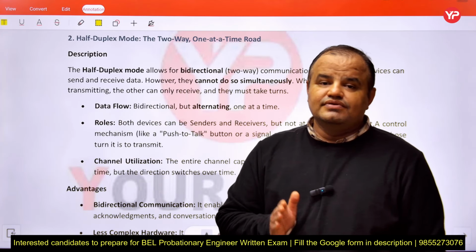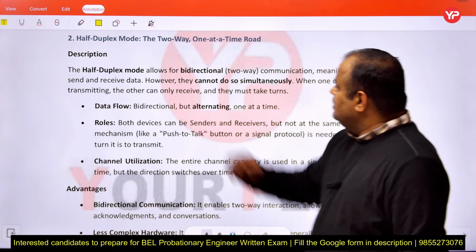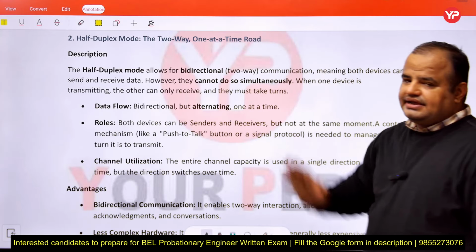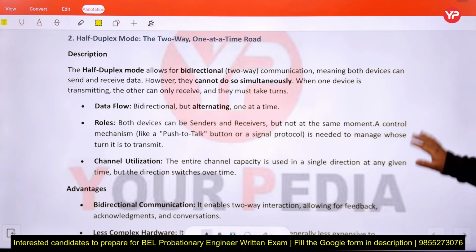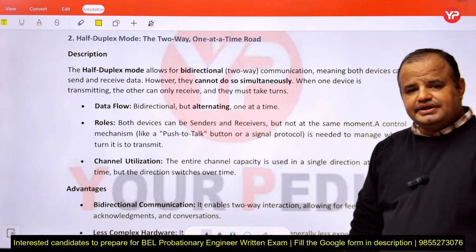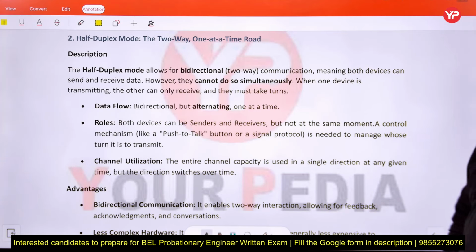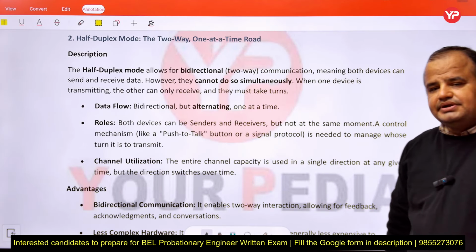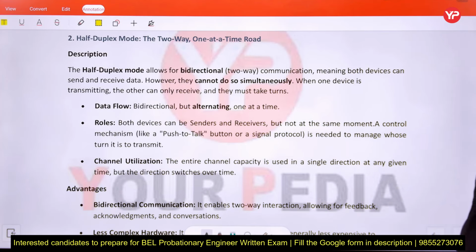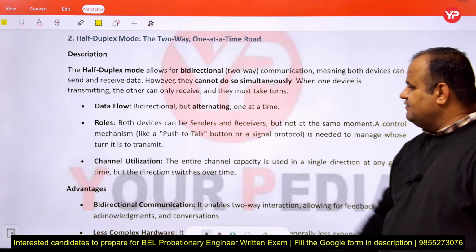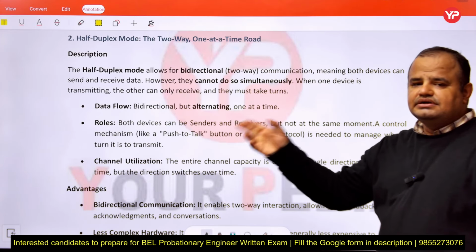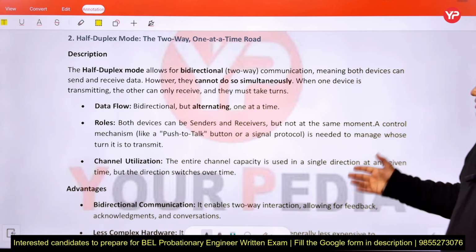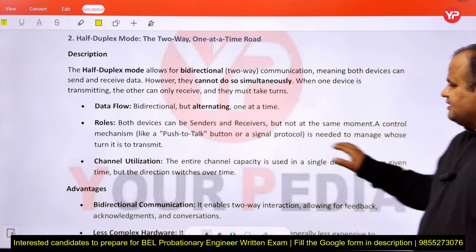That is the concept of half duplex, or the two-way but one at a time. The half duplex allows bidirectional communication, meaning both devices can send and receive data. They cannot do it simultaneously. That's why I mark it as bold. When one device is transmitting, the other can only receive, and they must take turns. Data flow: bidirectional, alternating, one at a time.